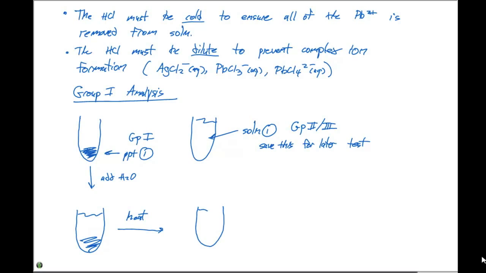what we'll find is if both of these ions are in the precipitate, our precipitate is going to get a little bit smaller, and this is going to contain silver chloride, and we're going to have lead 2 plus and Cl minus ions in solution. So I'm going to refer to this solution as solution number 2, and the silver chloride we'll call precipitate 2.